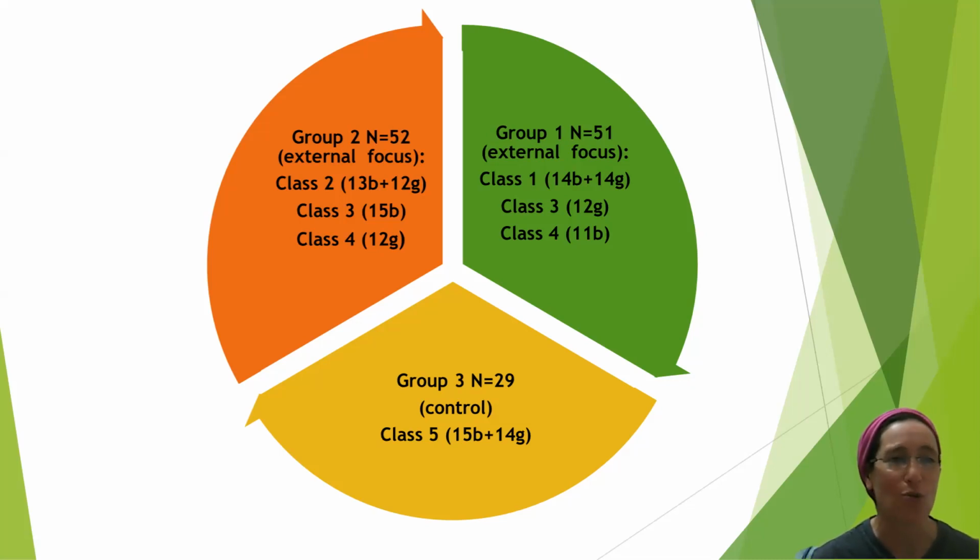In the internal focus group, we had 52 children, the whole class 2, boys and girls, and the boys from class 3, and the girls capsule from class 4. And the control group were 29 children who learned in the 5th class, the boys capsules and the girls capsules.